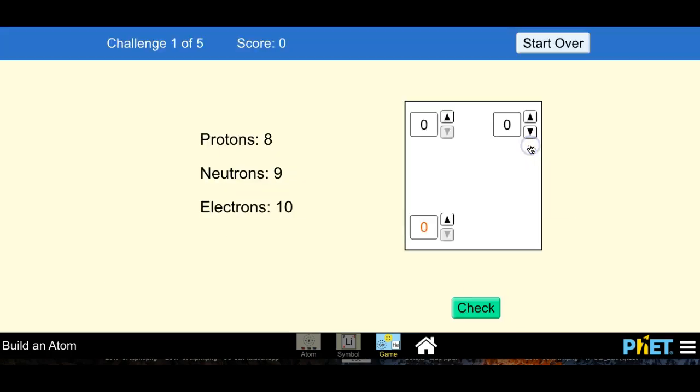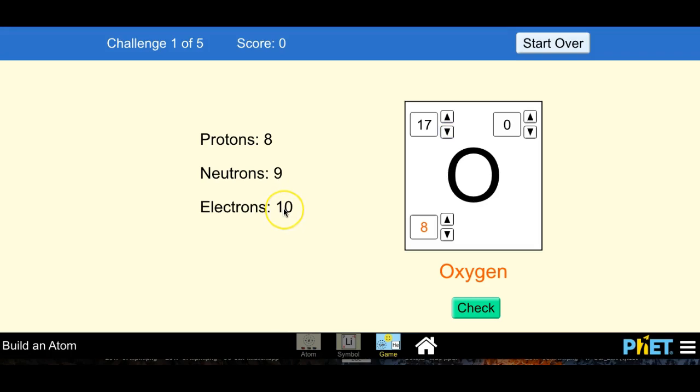Last but not least, no idea what this is. Oh, I have to fill in the periodic table symbol. So 8 protons. Now which one do my protons go in? The mass, sorry, not the mass, the atomic number. That's this one down here. I got 8 protons. Now it says I've got 9 neutrons. Now remember, this is my mass up here, and that's the protons and the neutrons. So my mass is going to be 8 plus 9. 8 and 8 is 16, plus another 1 is 17. Let's see if this is right. We'll go right up here.